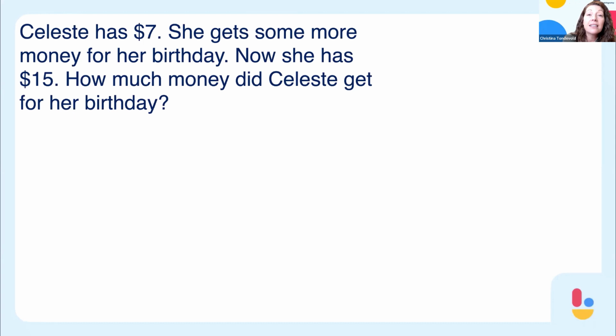Then the other piece is, where is the unknown? Those are the 2 things that help you determine what type of problem it is. So in this one, it is a join. There's the joining action, and the part in the middle is the unknown. So the change that happens throughout the problem is the unknown. We know what she ends with. We know what she starts with. We know the end result. We know the start. So the change is the unknown. So it's a join, change, unknown.